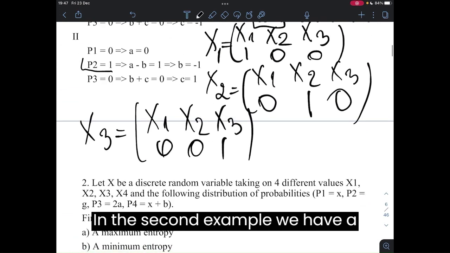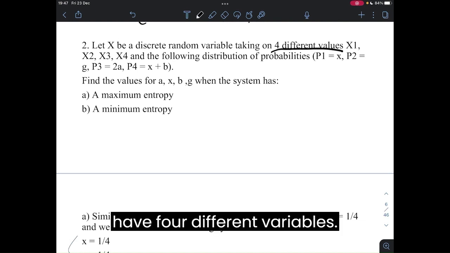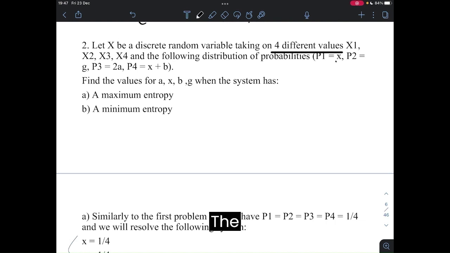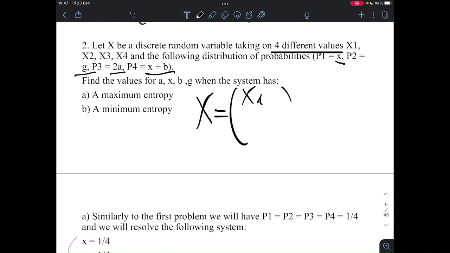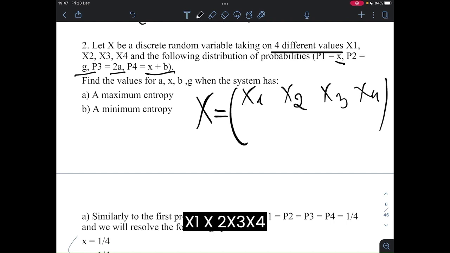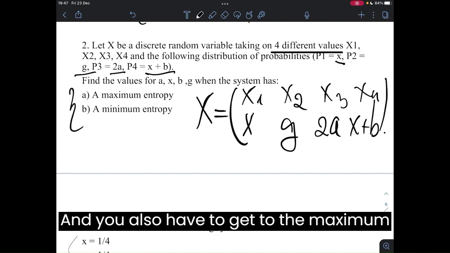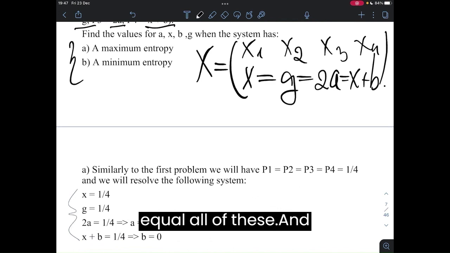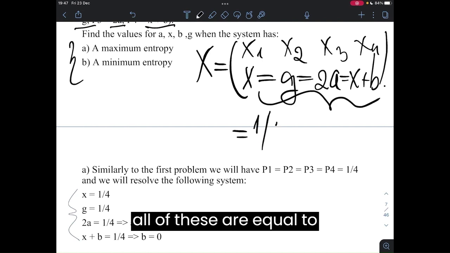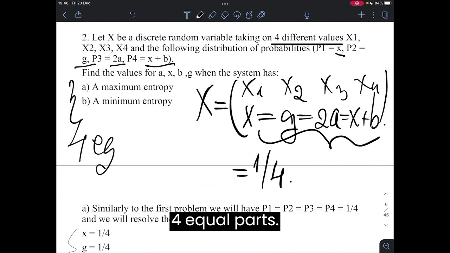Now for the second example, we have a similar situation, but now we have four different variables, x, g, 2a, and x plus b. So we write the system as x1, x2, x3, x4, where it's x, g, 2a, x plus b. And we also have to calculate the maximum and then the minimum entropy. So in the case of maximum entropy, it's easy. We equal all of these, and all of these are equal to 1/4, because there are four variables. So we must split the whole into four equal parts.